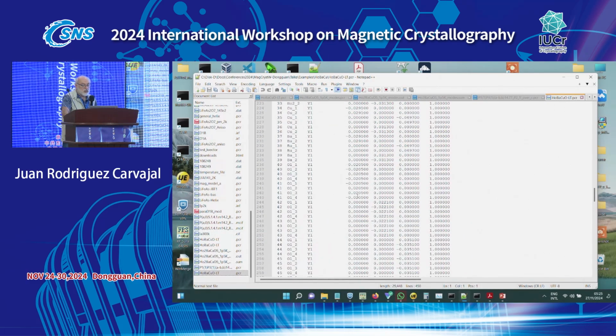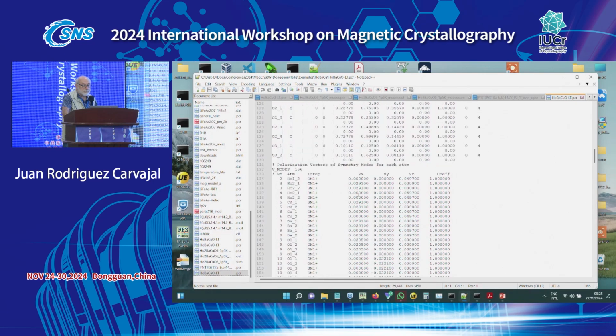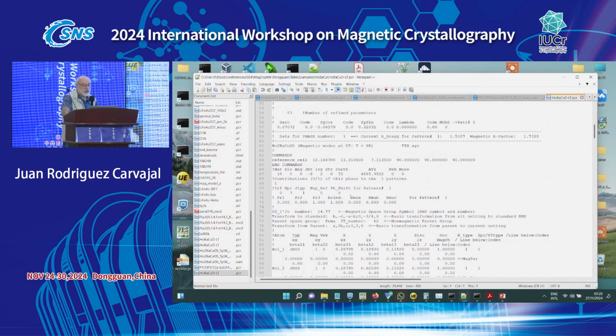Here, I have put the amplitudes. I have introduced a keyword here. You see the name of the phase, magnetic mode. I fix X, Y, Z because you cannot refine that, because what we refine is the amplitudes. And you put here this common reference cell. And then this is the cell, the double cell, that we use when we calculated the basis vector.